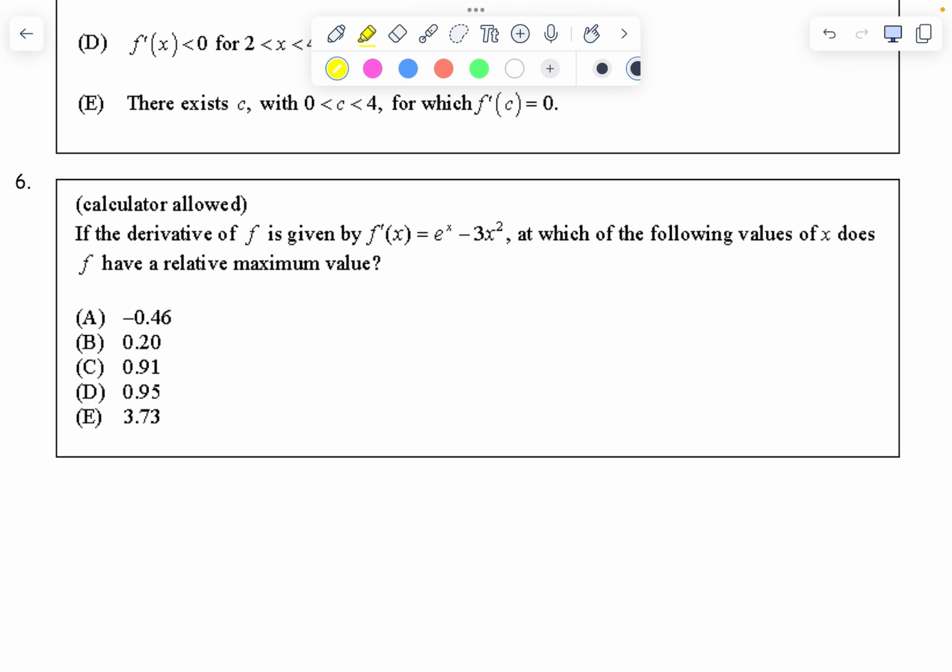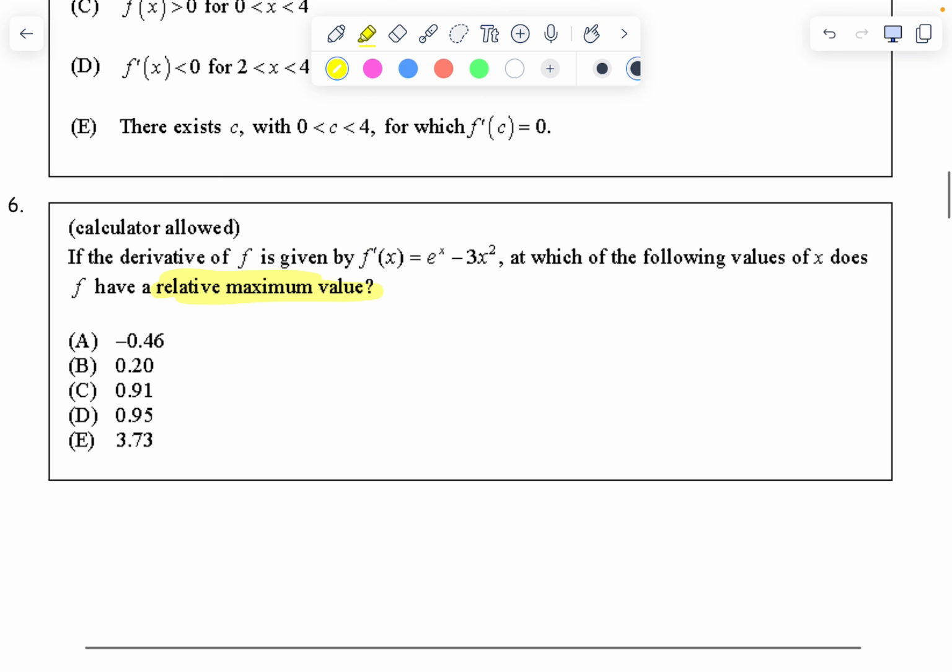Okay, I'm going to highlight relative maximum. And going back to your flashcard, make sure you're looking at it. The original function has a relative maximum when f prime is going from what? Positive to negative. And notice the graph I gave you was the f prime.